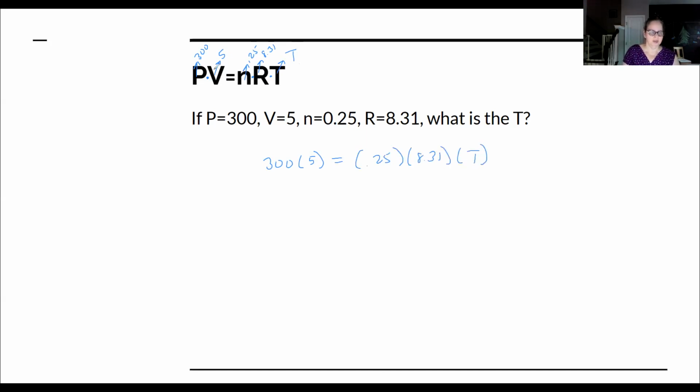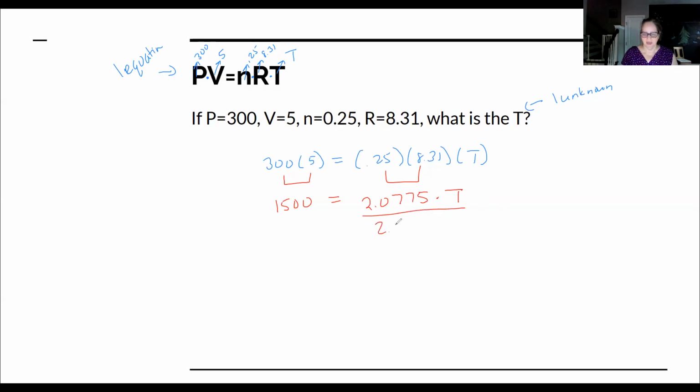If you have one equation, which I do, you can only solve it if there's only one unknown, which I have, one equation and one unknown. So this is solvable. So go back and put on your algebra brain. What's the first thing you do? Combine like terms. 300 times 5, 1500. On the right, 0.25 times 8.31, 2.0775 times T. Do not simplify now. You can only simplify at the end of the whole equation.